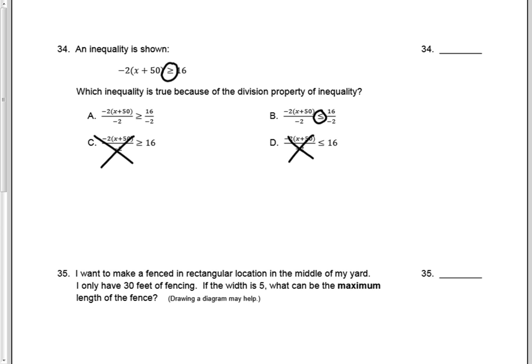When you divide by a negative, the symbol switches. It was pointed this way, now it's pointed this way. This is the proper one. As soon as you divide by the negative, it switches direction. Last one.